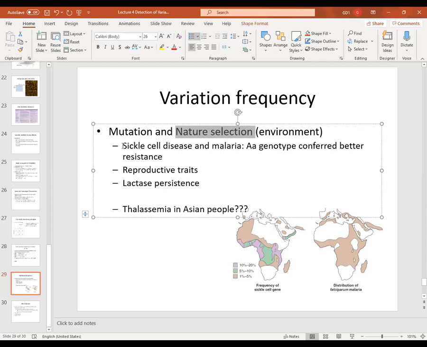For example, very many studies focus on reproductive traits. If this mutation happens and that species or that human has a lot of babies, that means my genes are transferred in large numbers to the next generation. That's good for the biology and stability of that species.